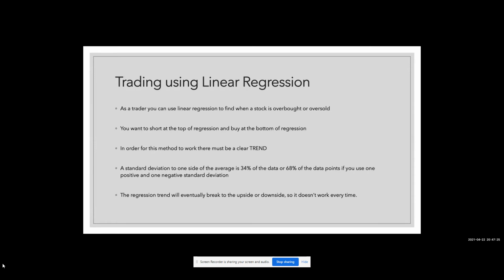A standard deviation on one side of the average is 34% of the data, or 68% of the data points if you use one positive and one negative standard deviation. Now, this is just for you to know. You don't actually need to understand this to understand how to trade linear regression. The regression trend will eventually break to the upside or downside, so it doesn't work every time. You have to have a planned stop loss when you get into trading using linear regression.